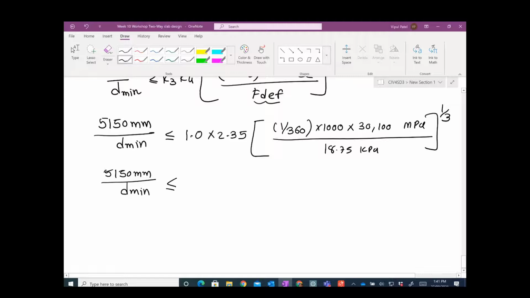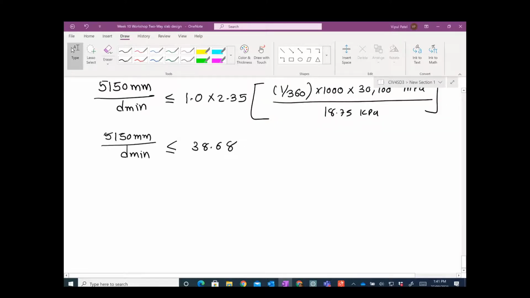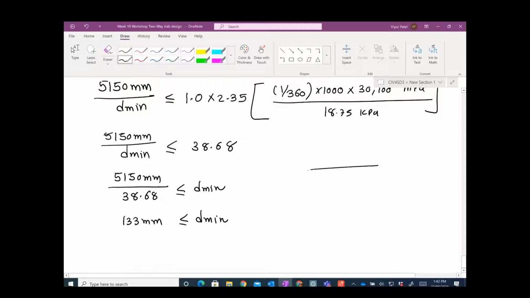So you have this 38.68, and then if I want to calculate the minimum, 5150 over 38.68 less than or equal to the minimum, you get about 133 millimeters for D minimum. Okay, so that is the D minimum. By the way, this is the D minimum, meaning this will give you this D minimum, this one.